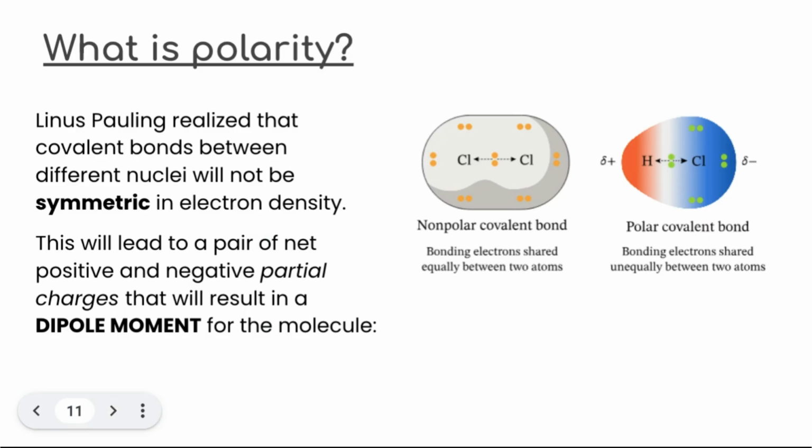Okay guys, so in this video we are going to talk about polarity. Remember that we already know how to draw Lewis structures, so it is really important that you identify the molecules as polar or non-polar molecules. What is polarity? Polarity is going to be the distribution of the electrons.